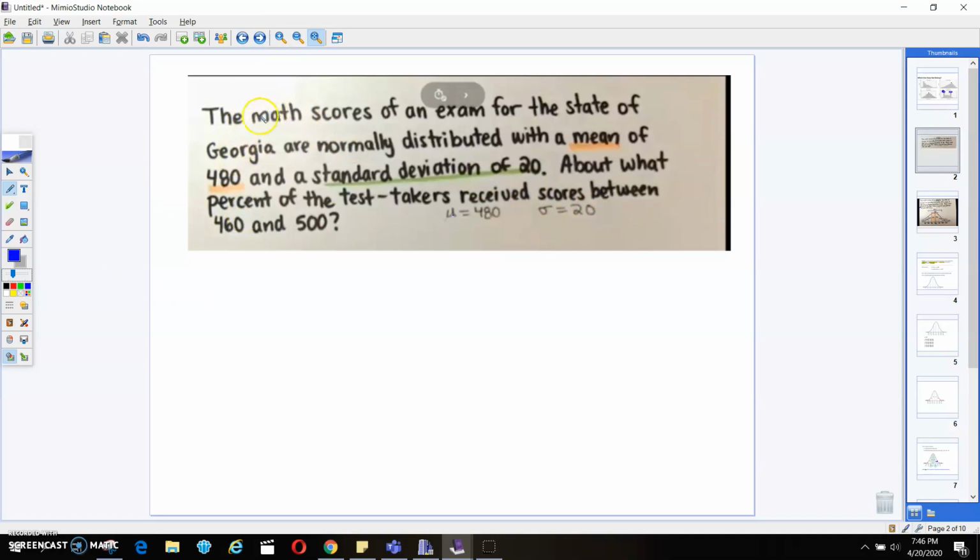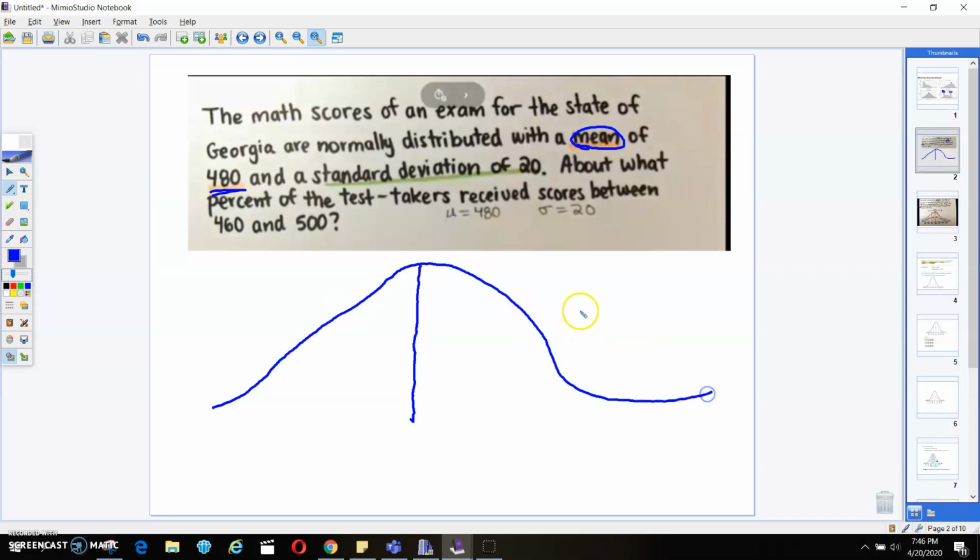So with that being said, I'm just going to go through it. First thing is you want to identify what your mean is. Your mean is going to be the middle number, and a standard deviation of 20. And the question is asking what percent of the test takers receive scores between 460 and 500. So the first thing you want to do is draw a straight line up and down, and then you want to do your curve, okay? And this is just your normal distribution curve.